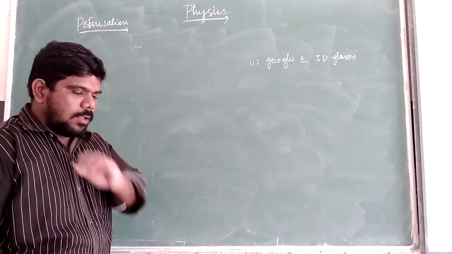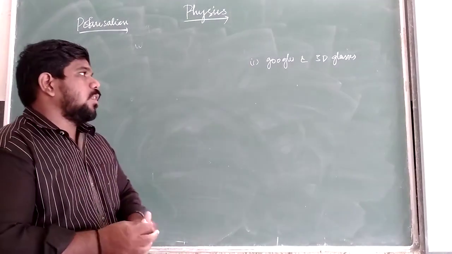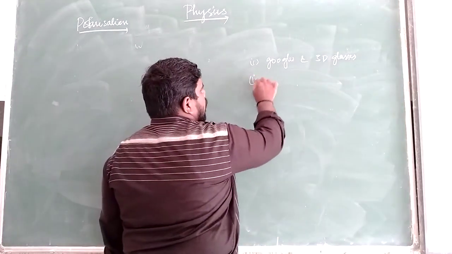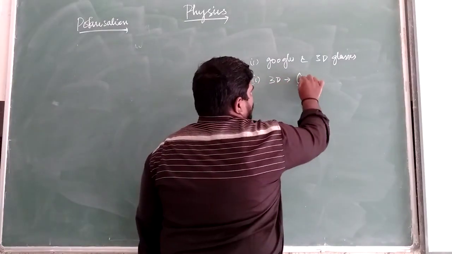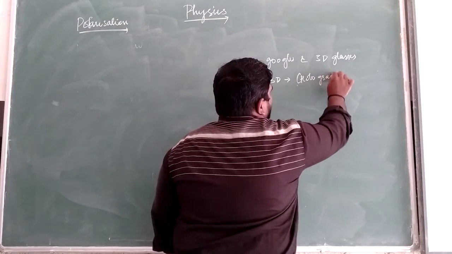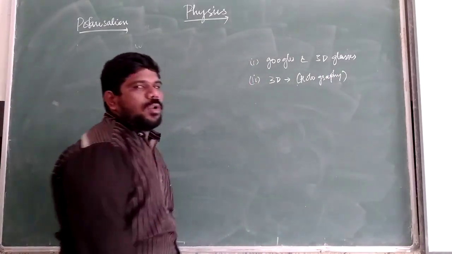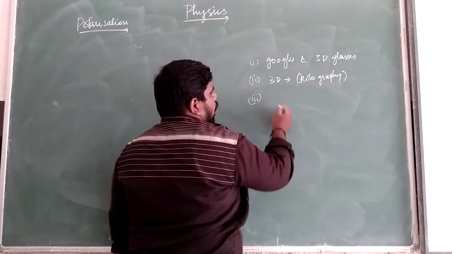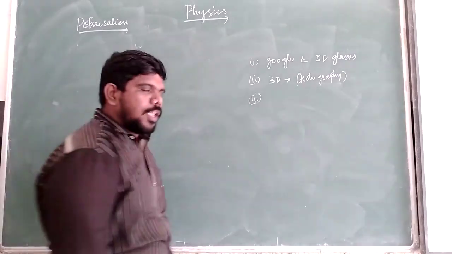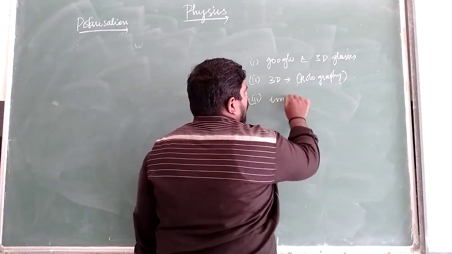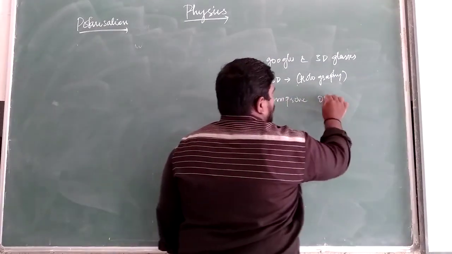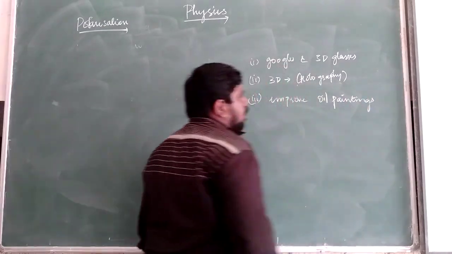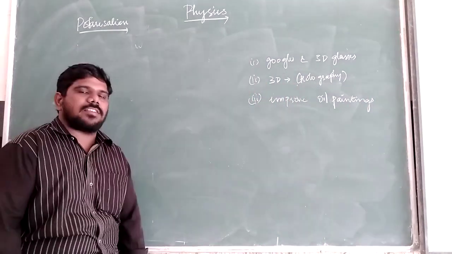The polaroids are used in goggles and cameras to avoid the glare. Second, they are used in 3D pictures, which is called holography. Third, the polaroids are used to improve the color contrast in oil painting.